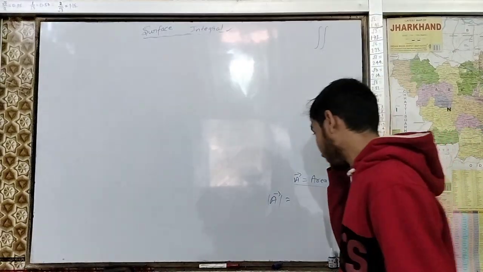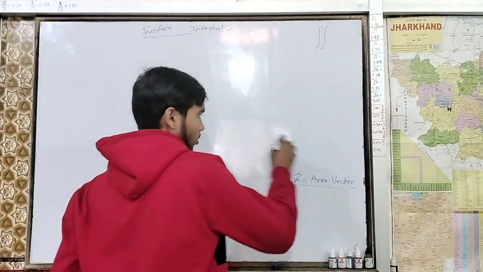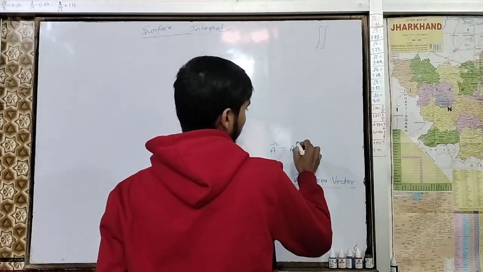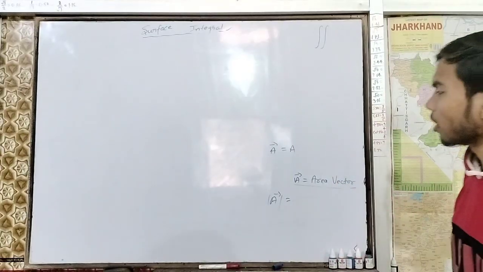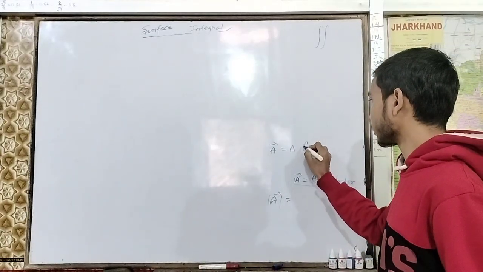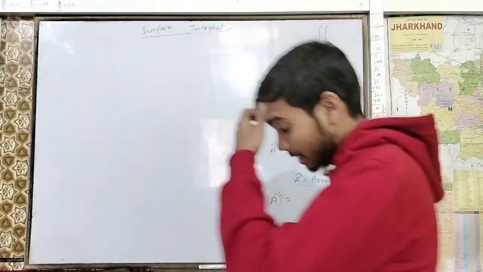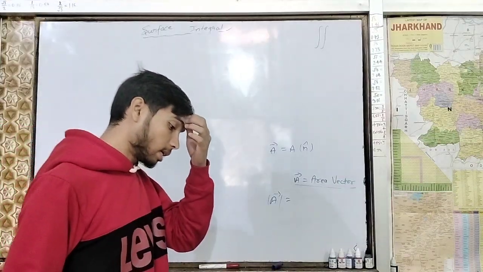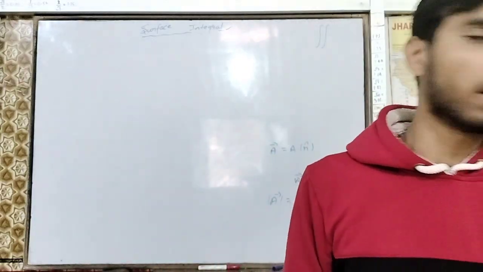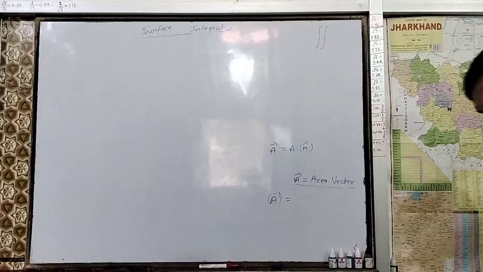So you can say this area is a vector. The area vector A will be the magnitude A times n cap, where n cap is the direction. It is saying that the area vector is equal to the magnitude of the area vector multiplied by the direction. Got it?